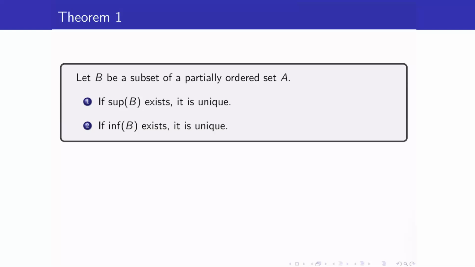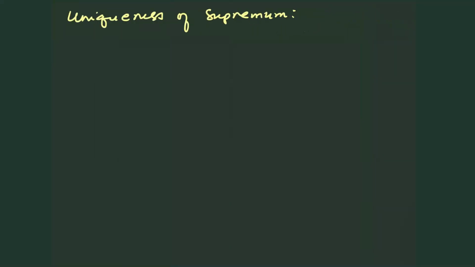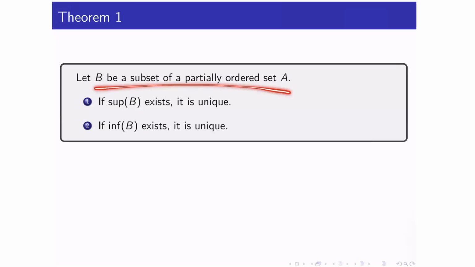Okay, here is an important theorem. This theorem is saying that you can only have one supremum and you can only have one infimum. I will be proving this part. So I will prove the uniqueness of the supremum. So how do we prove uniqueness? Again, here my assumption is: let B be a subset of a partially ordered set A. Suppose B has a supremum.